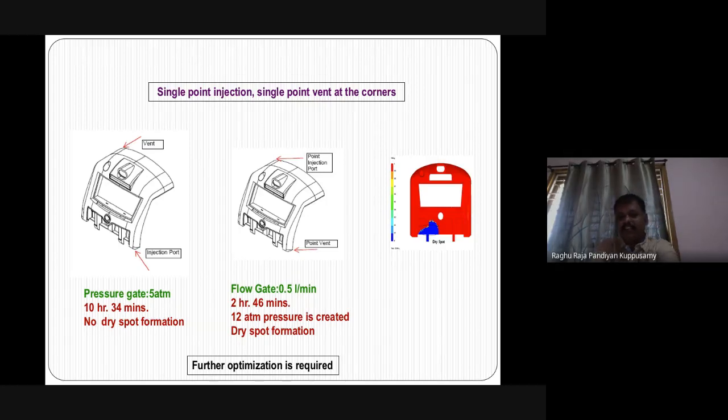Moreover, it is not a pressure gate, it is a flow gate. But I want to show the effect of gravity. When I use 0.5 liter per minute constant volume resin injection at the top corner point injection port, a dry spot is formed, shown in blue in the result. So if the mold fill time is higher and there is any dry spot formation, further optimization is required by changing the inlet injection port and vent, as well as whether it is a pressure gate or a volume gate.